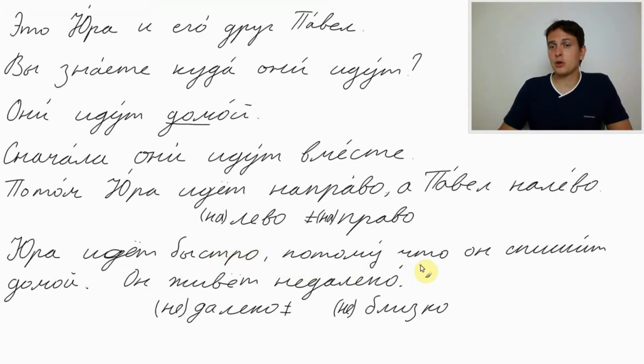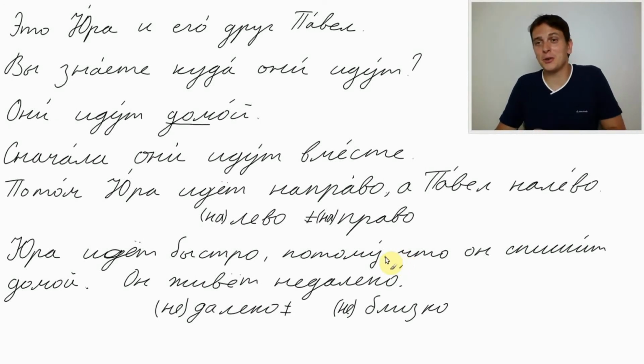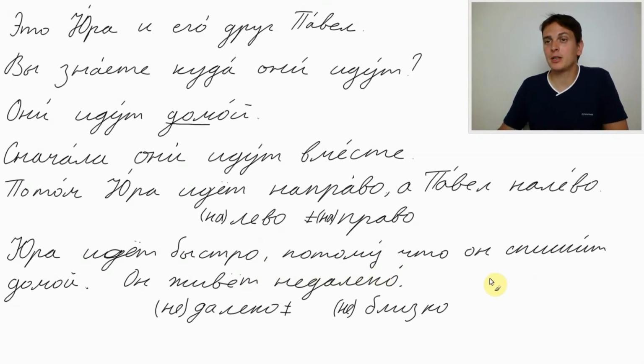Потому что, because of, in this sense, because. Do you hear the way I'm pronouncing it? Потому что I'm pronouncing almost together. It has the sense of because of, like one word in meaning, but written as two different words. Юра идет быстро, потому что он спешит домой. So if you want to say because of, you pronounce it together.